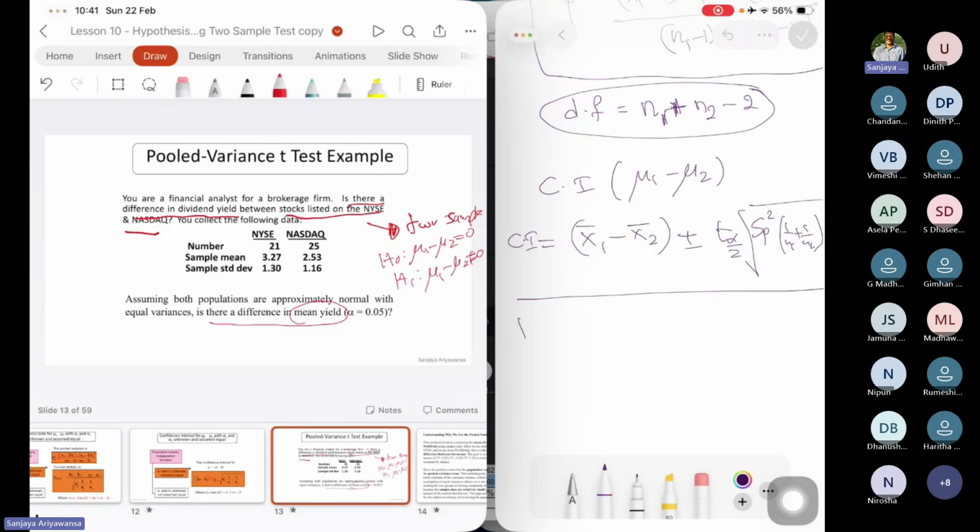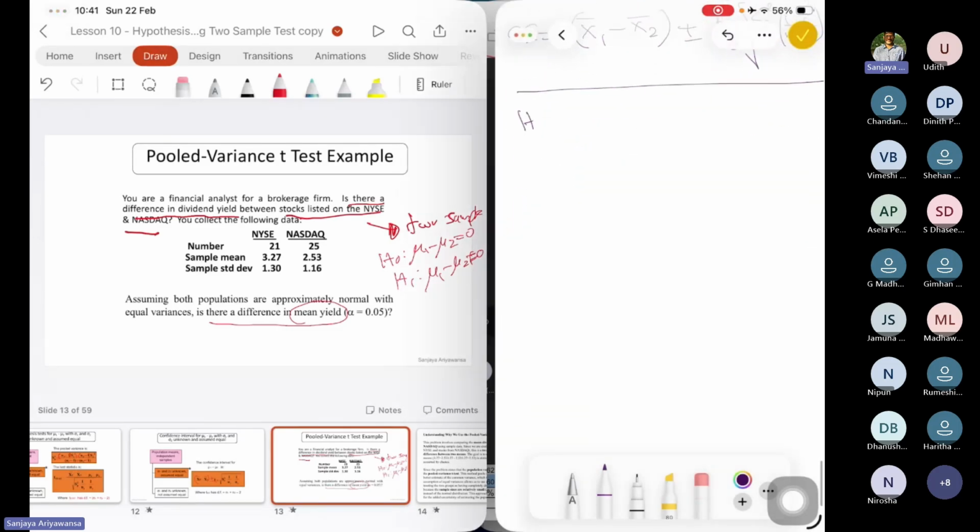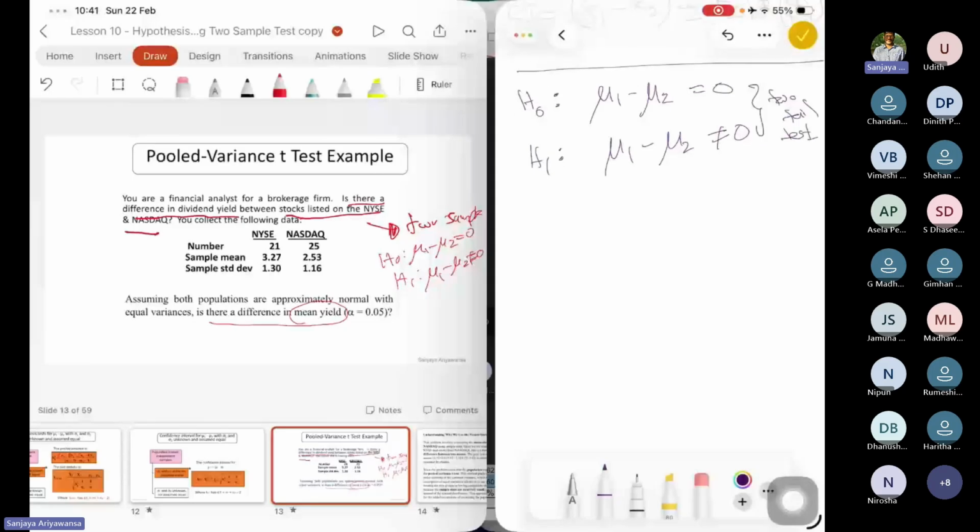So I quickly write that down first because that is important. H naught, which is my null hypothesis: mu1 minus mu2 equals 0. The alternative: mu1 minus mu2 does not equal 0, which means mu1 and mu2 are different. So from this, I figure out it's a two-tail test. I just write it down so that I don't forget.